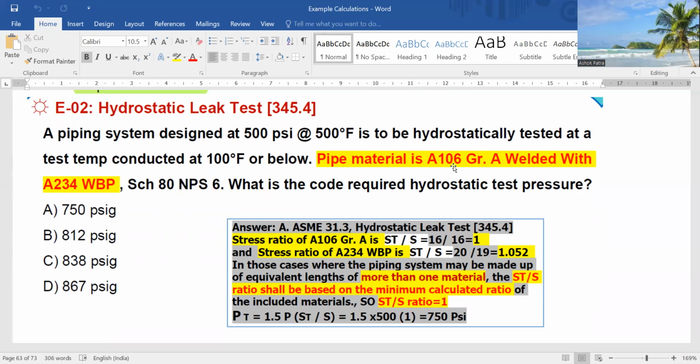Stress ratio for 106 grade A, ST by S, is equal to 1, and the stress ratio of A234 WPB is ST by S equal to 20 by 19, 1.052. In those cases where the piping system may be made of equivalent lengths of more than one material, the ST by S ratio shall be based on the minimum calculated ratio, that is 1, so 1.5 P, that is 1.5 times 500, 750 PSI.